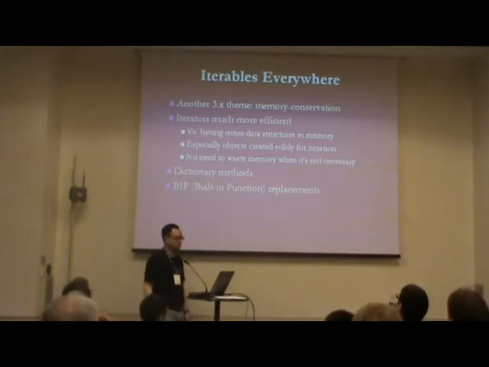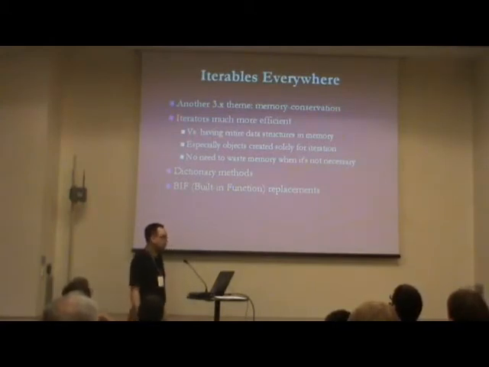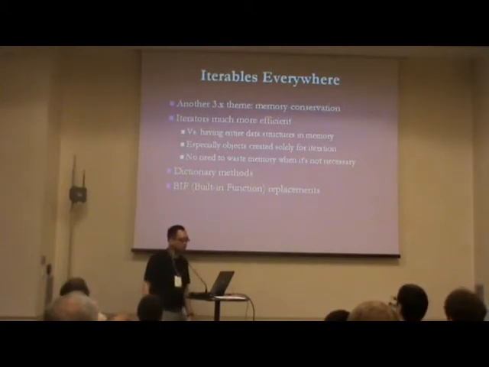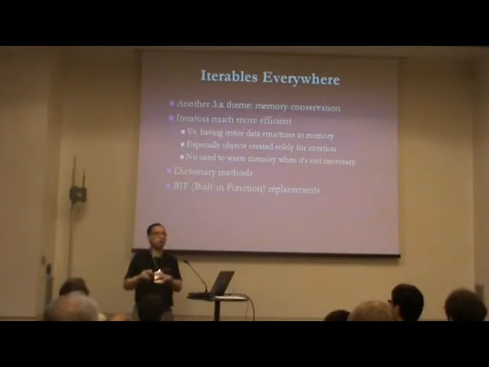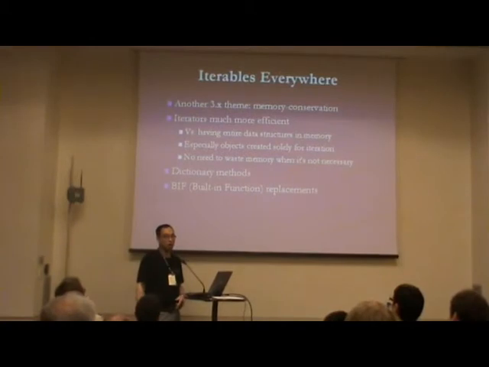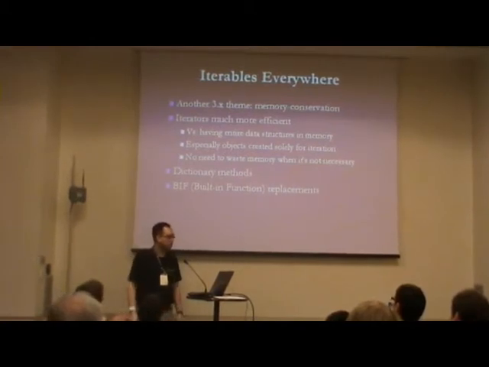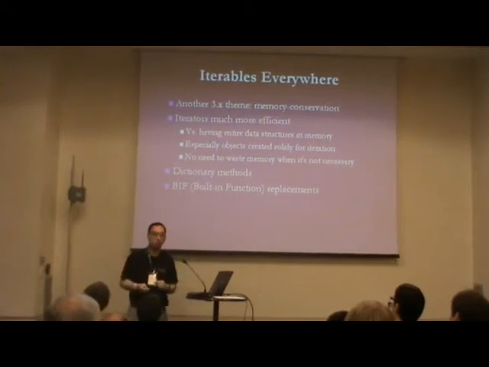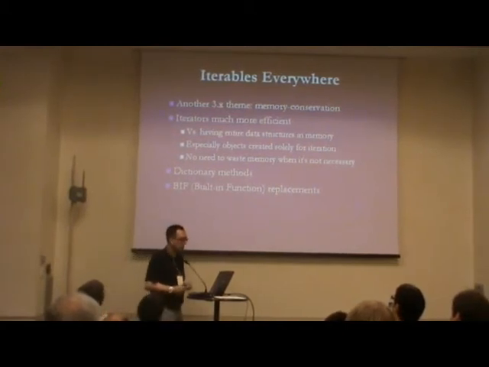Let's talk about iterators. Another theme of Python 3 is memory conservation. There are iterators everywhere. Iterators are much more efficient than having to create entire data structures in memory. It used to be the case that you'd make a list comprehension to hold this data because it's really cool to use a list comprehension, right? The problem is you can run out of space very quickly, because making a list can take a lot of memory. And if all you're doing is building a list just to iterate over it, then you've created that list for no reason. It takes a lot of memory.